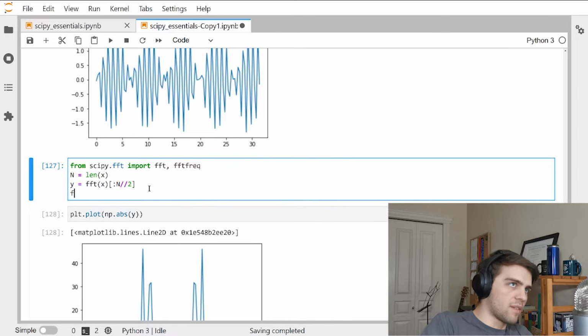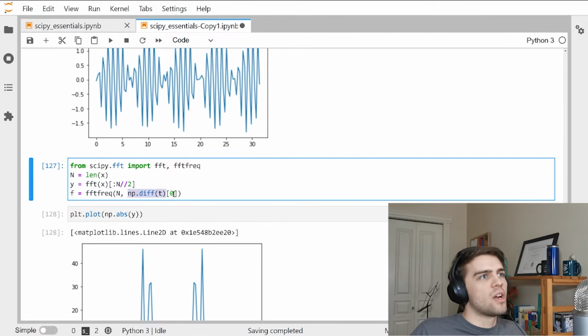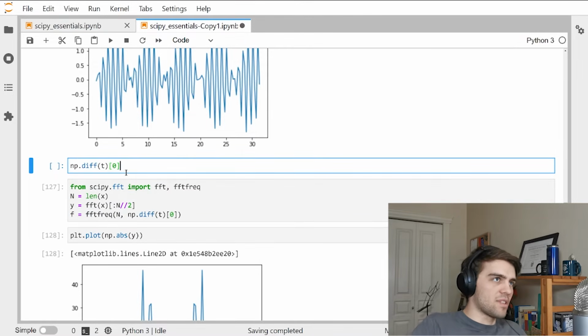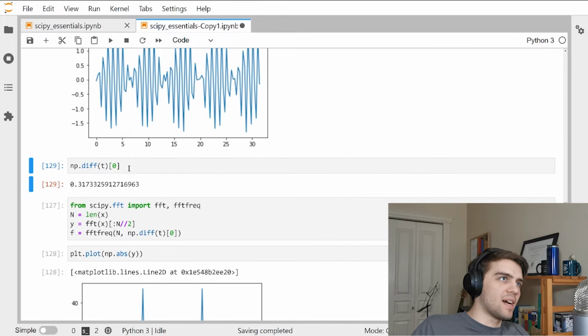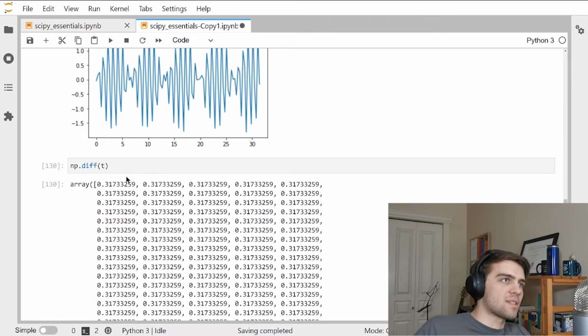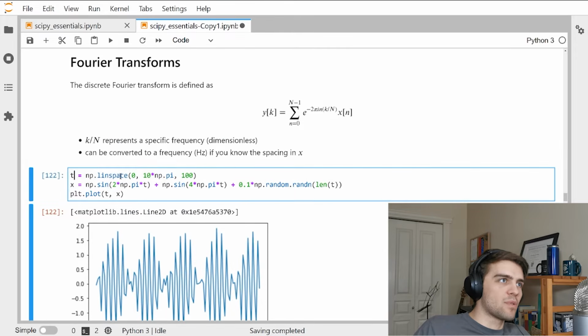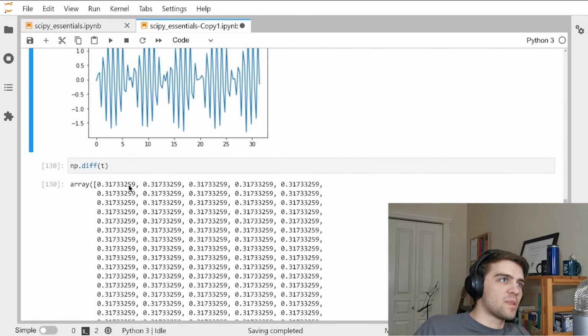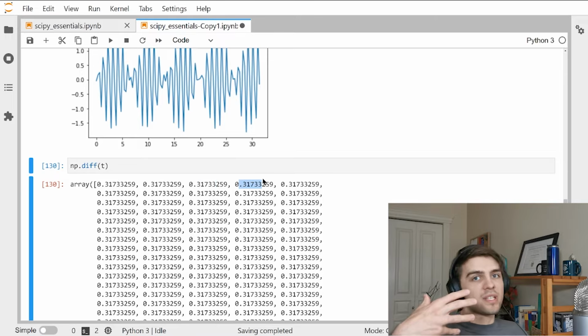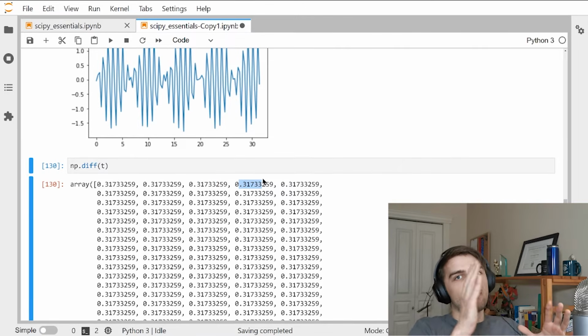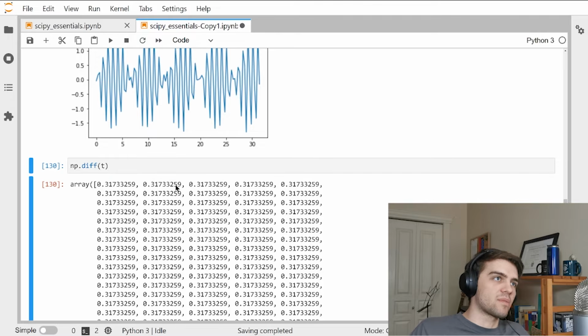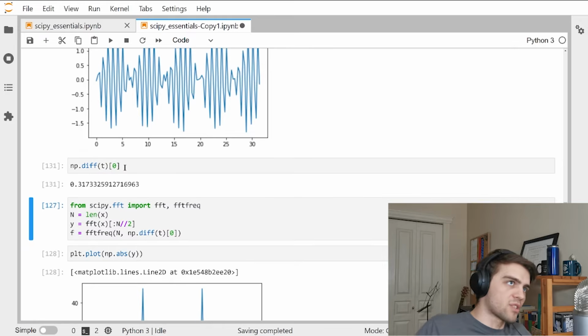The frequencies, by the way, are given by FFT freq of, you give it the length of the time series, np.diff t0. You might think, well, what is this? Well, this is the delta t of the time series, right? If I go np.diff t, it gives me the difference. I have this t, which is a linspace, and this gives me the difference between all those points in t. Well, it's always the same because we have a time series where the time step is constant, right?